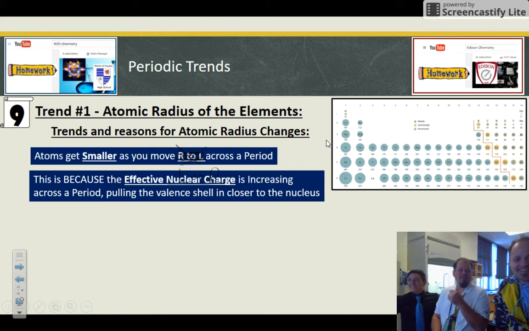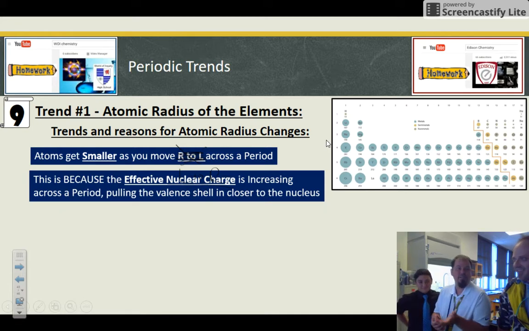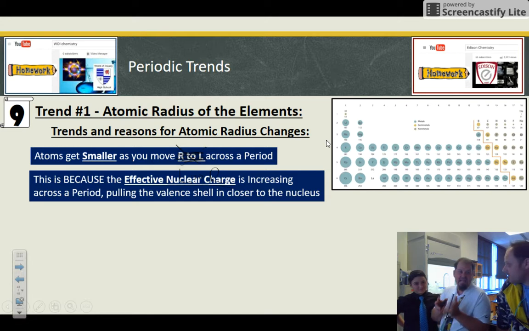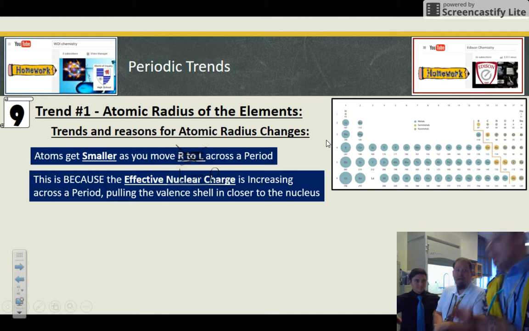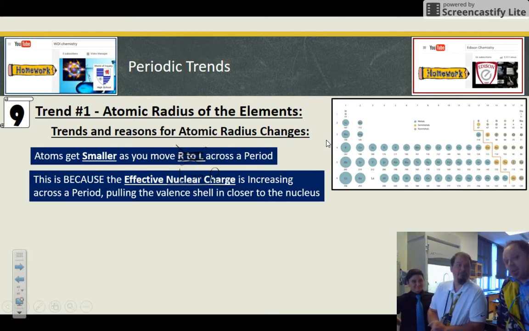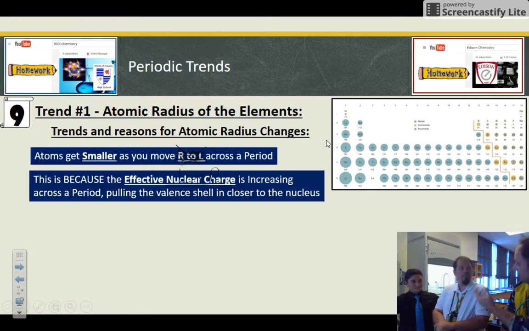The reason for this is because the effective nuclear charge is increasing. I am getting more protons and I'm not adding any interference. So more protons, pull stronger. Pull more, shrink. They get closer and closer, right? The valence shell and the nucleus, that is. And that's how we measure the radius. So there's your trend. There it is.